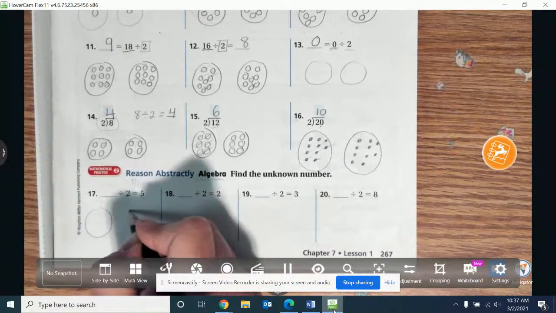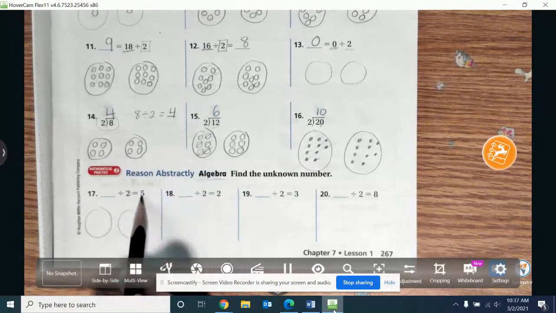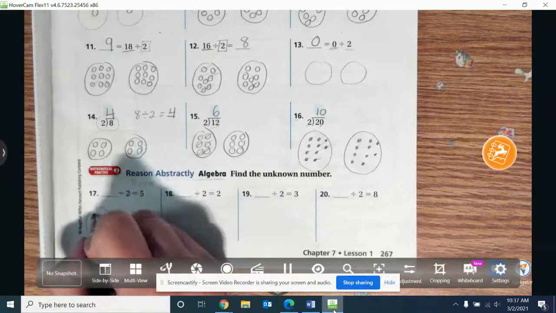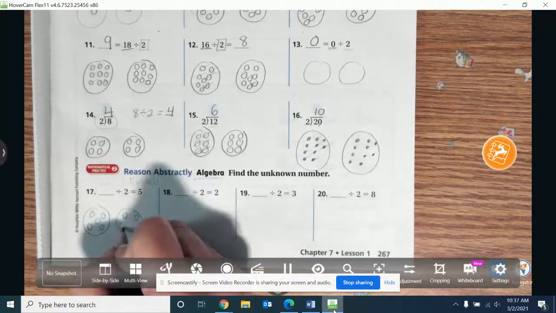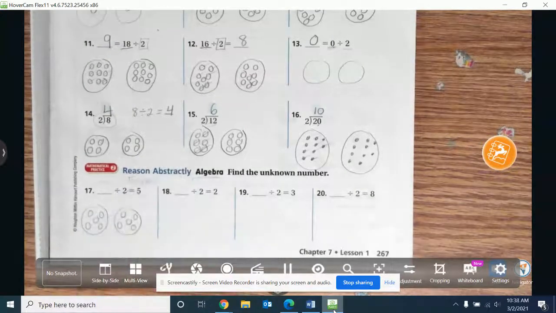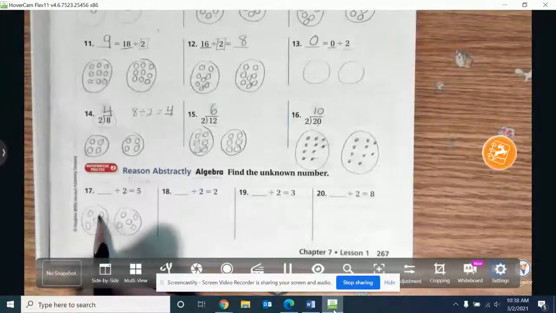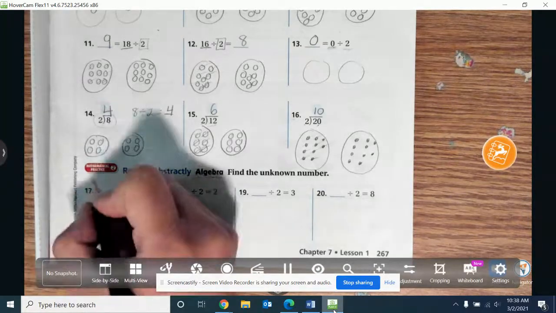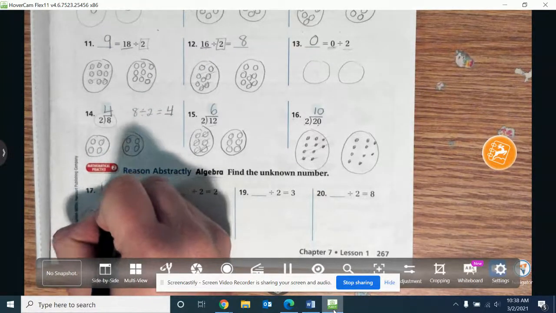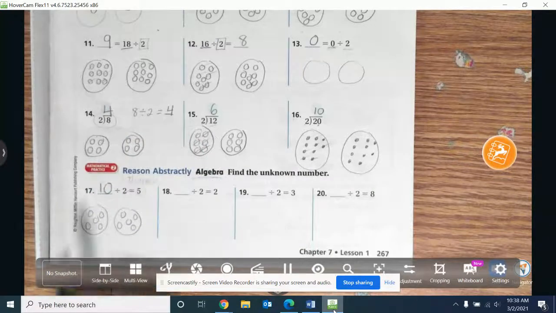2 groups. And there's going to be 5 in each group. 1, 2, 3, 4, 5. 1, 2, 3, 4, 5. How many counters do I have all together? 5, 6, 7, 8, 9, 10. The total counters we used are 10. 10 counters divided into 2 groups equals 5. Do you see how we did that?